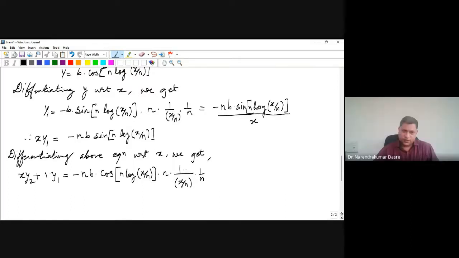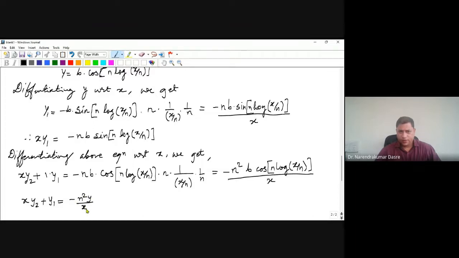Okay. So this n will get cancelled. N will be coming here again. And hence, I can write this as minus n square b cos of n log of x by n upon x. Is that okay? So we get here x y2 plus y1 is equal to minus n square y by x.